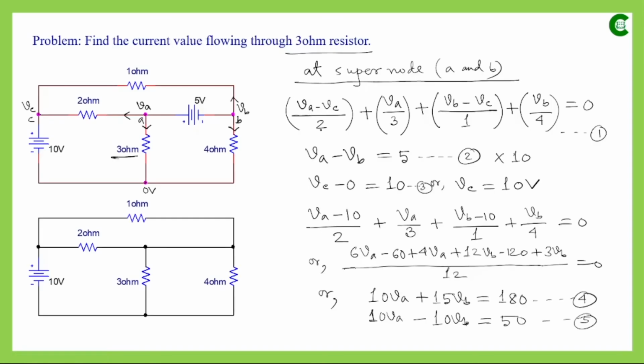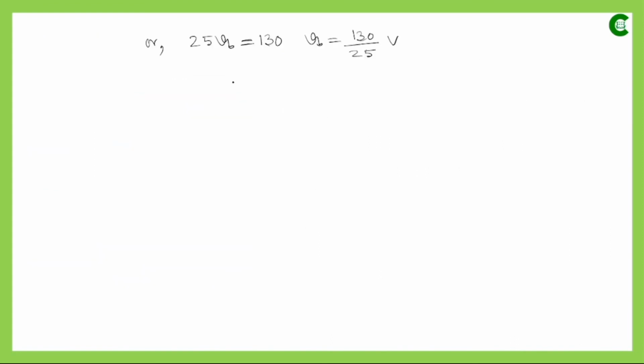Now from the second equation we have the relation VA is equal to 5 plus VB. So easily we can find the value of VA, that is 5 plus VB, which is 130 divided by 25. So it will be 125 plus 130, that is 255 by 25 volt.